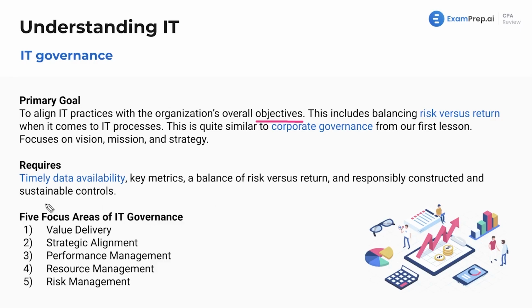What are our 5 focus areas of IT governance? Value delivery, strategic alignment, performance management, resource management, and risk management. Is this crazy? Do you need to memorize this? If you've got extra time, sure, but nothing too out of the ordinary here. Just a nice little area to cover.